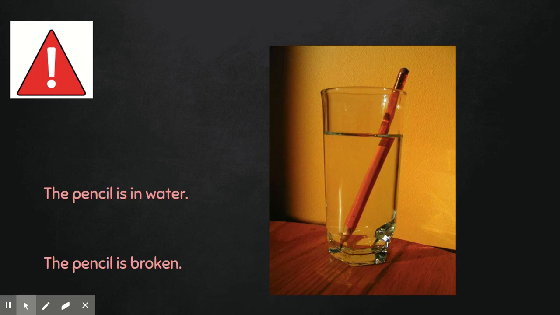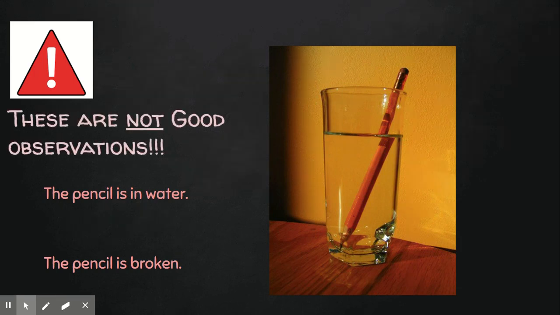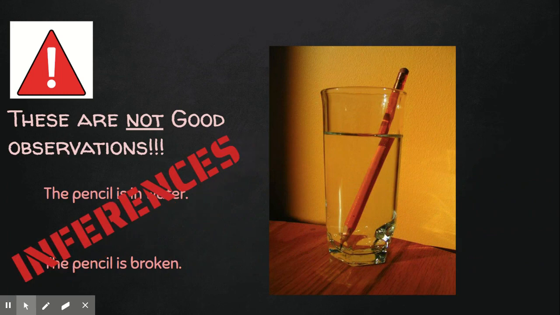For example, looking at this picture, if you say the pencil is in water or the pencil is broken, those are not good observations. Saying the pencil is in water, you are making an assumption that the liquid in the glass is water, and saying the pencil is broken is just wrong because it's not. You're just looking at the refraction of light as it passes from one medium, air, to another medium. In this case, it is water. So these are not good observations. They're actually inferences.